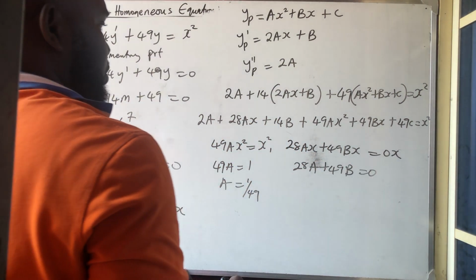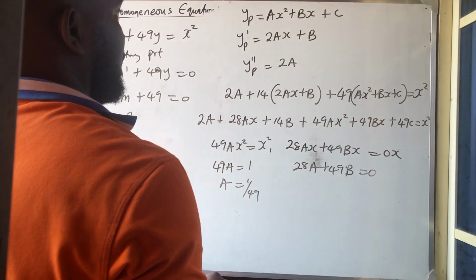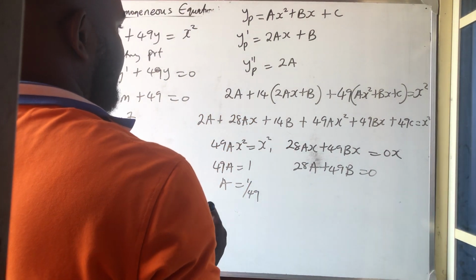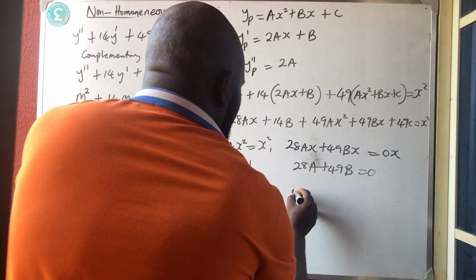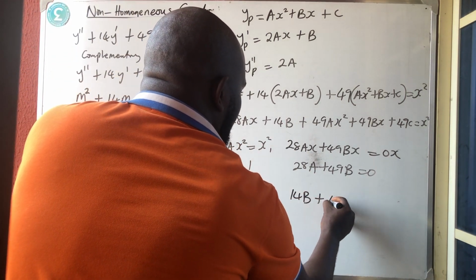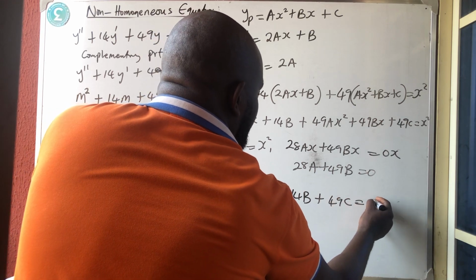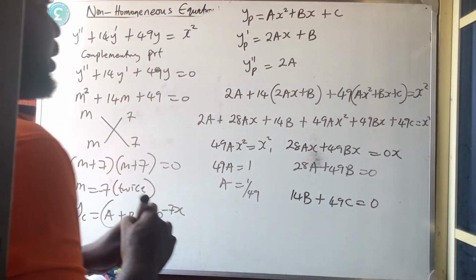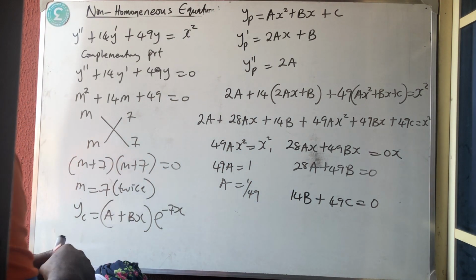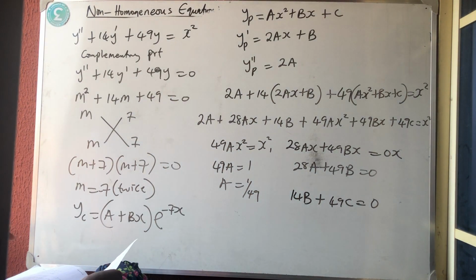So substitute to get your b. You can substitute here to get your b. Then to get my c, for those that do not have x at all, which is what? 14b plus 49c is equal to 0. Okay, so if you get b now, put it here to get your c, and then finally you substitute to get your answer. Then there's another thing I want to show you.